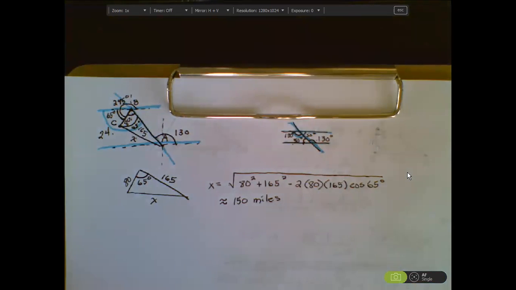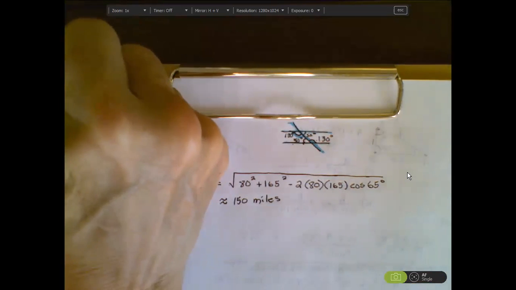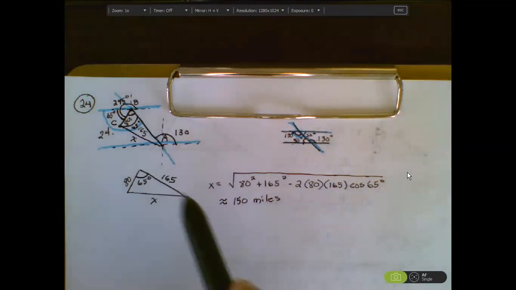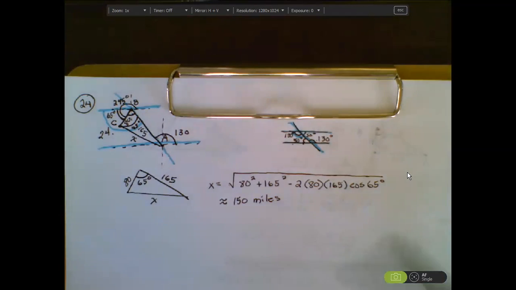All right, don't panic. Absolutely do not panic if you didn't understand that. That is significantly more difficult than what I would put on the test, but it's always good to see a problem that's harder than you would put on the test. That way, when you see the test, you go, oh, that isn't as bad as that number 24.